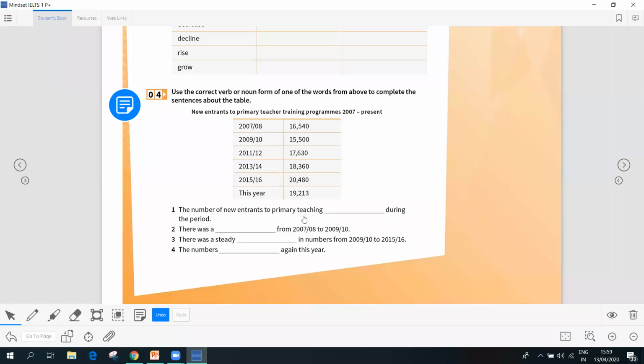Now take a look at these sentences. Try to understand the structure of the sentence and also look for the time phrase. Okay. And fill in the gaps with the correct form of the word, verb or noun. Log into your Moodle page and complete this task. This is the end of this video.